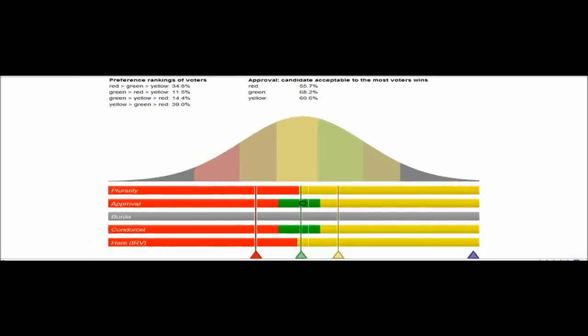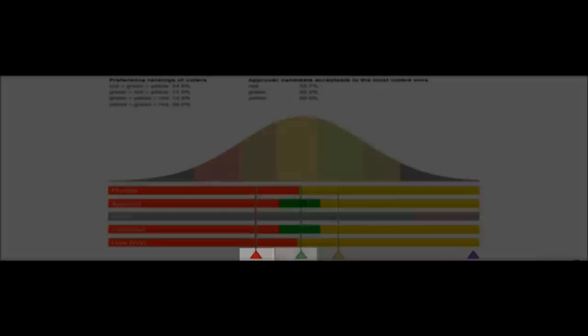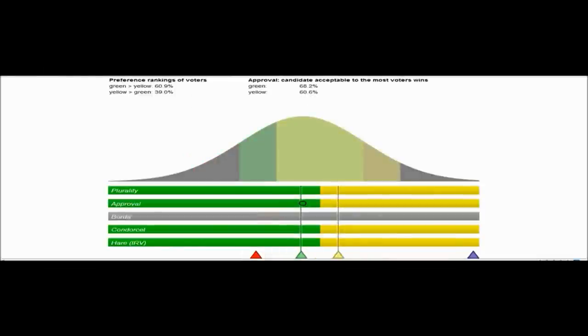And even tactical voters can give their support to red if they honestly prefer red as their favorite candidate. They can always throw in another vote for their more competitive preference of green. And finally, regardless of where red sits, approval voting refuses to let red split green's vote to allow yellow to win.